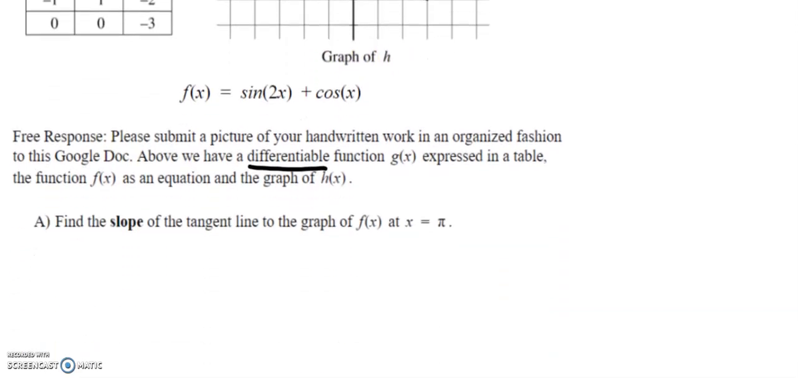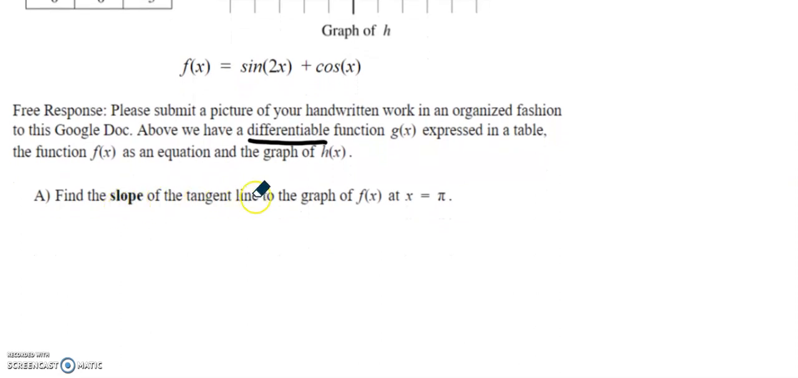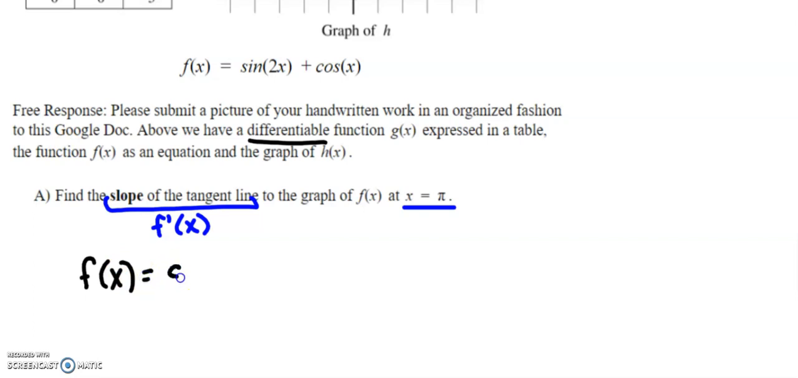That's the equation. Part A said find the slope of the tangent line. Well, the slope of the tangent line is the same thing as finding f prime of x. Specifically at x equals pi, we would take the derivative and then substitute in pi. So f of x was equal to the sine of 2x. Some of you, I think, had the sine of 4x. But again, you'll see the similarities in a second.